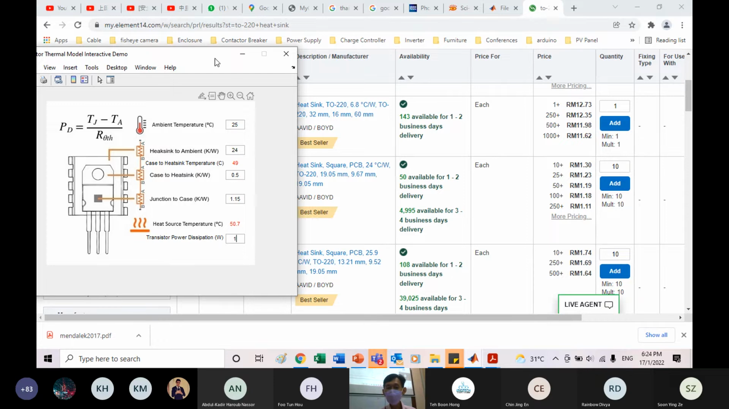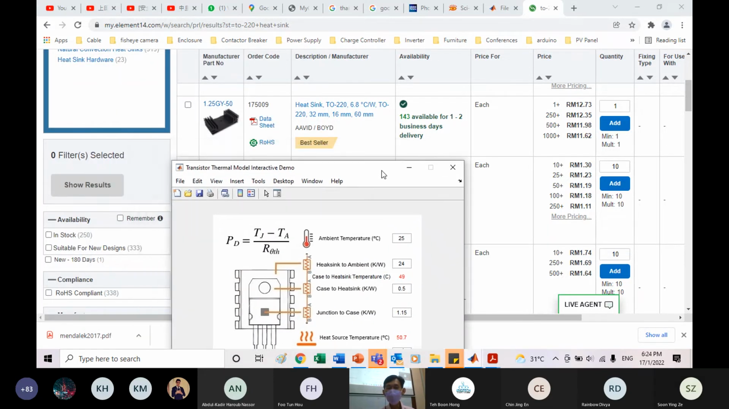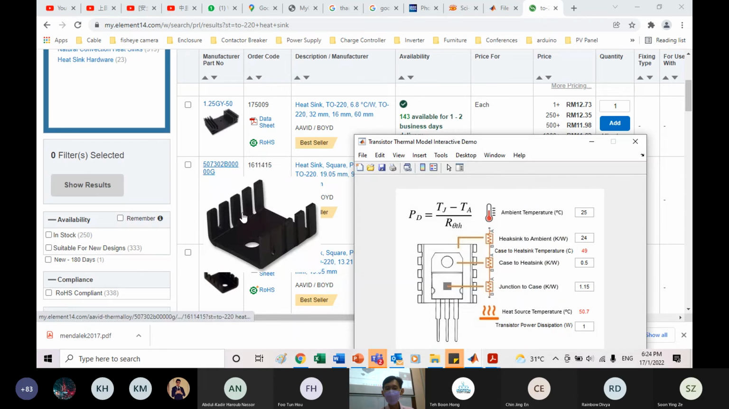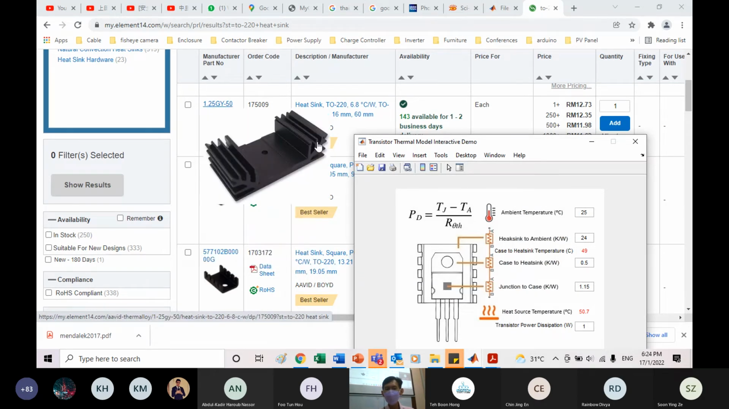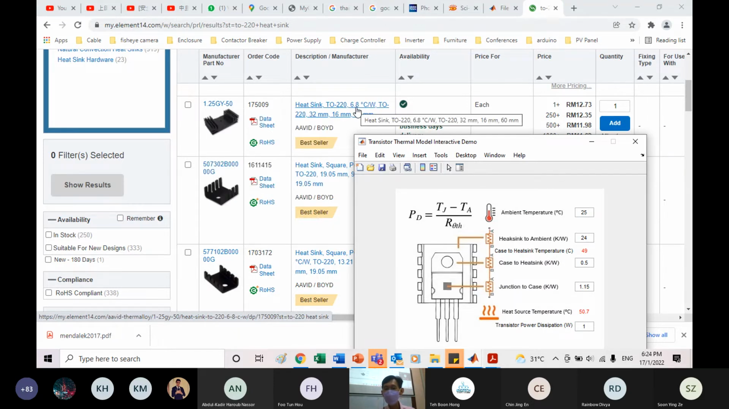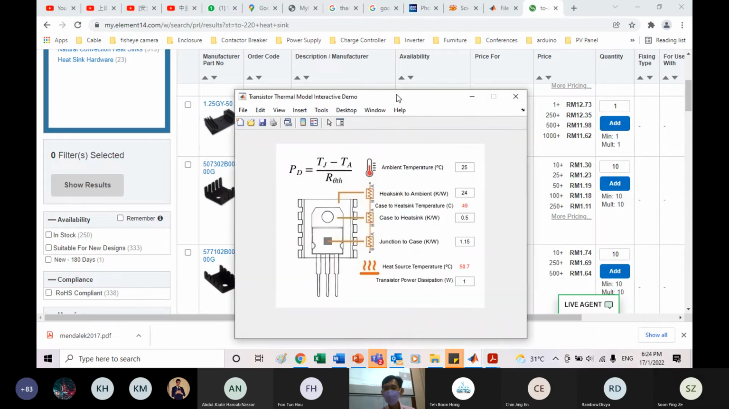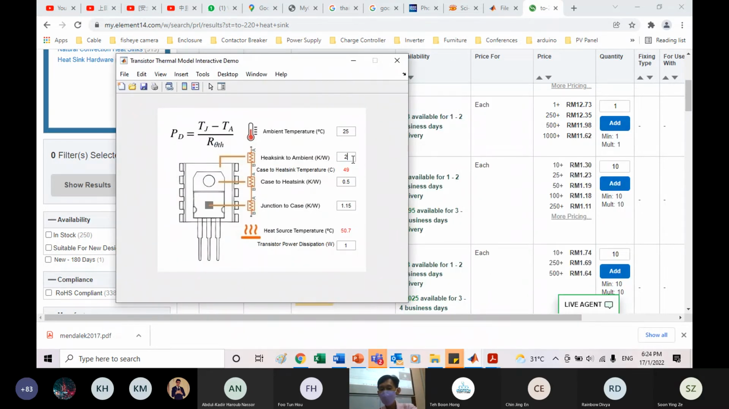So obviously not so good. Let's say you want to bring it down. You can see the size of the heat sink, and the transistor is here. This one is obviously better, so big. You see the thermal resistance is 6.8. So if I buy this one, you see the temperature goes all the way down to 31. No issue for your problem already.